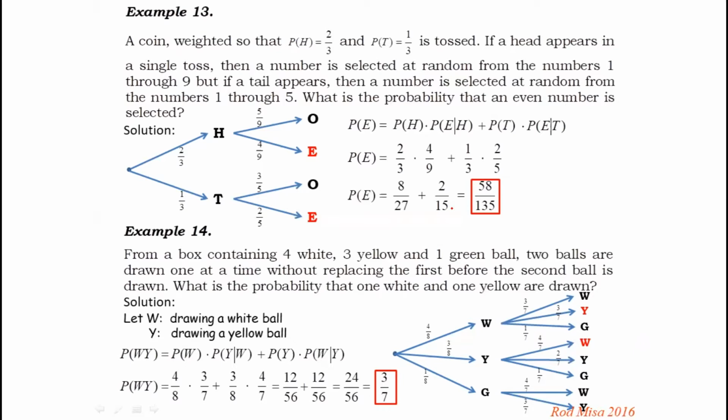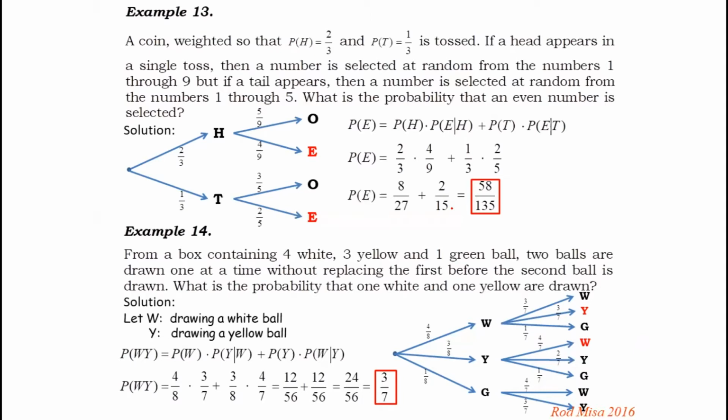So tracing the path that has a red color at the end, we have choosing a white ball during the first draw, which is 4/8, times the probability of choosing a yellow ball during the second draw, which is 3/7. Or you can choose a yellow ball during the first draw, which has a probability of 3/8, times the probability of 4/7 of drawing a white ball during the second draw.